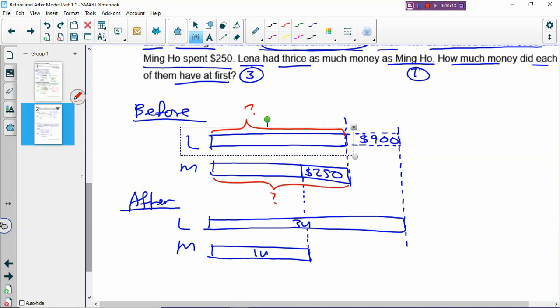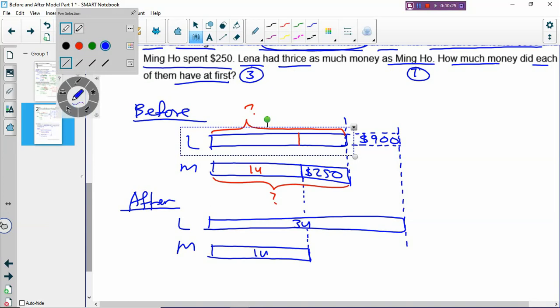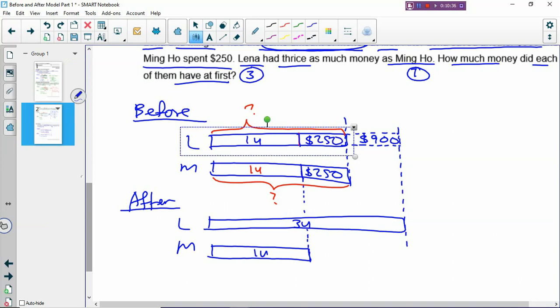Yes, I can. For example, Minho has 1 unit in the end. You just work backwards. That's 1 unit. And then you work backwards again. You can cut here. Alright, let me use a blue color. So you can cut here. This is also 1 unit, right? And then this is your $250, right? So on top, below, the same. And then your 3 units, if you look carefully, your 3 units is Lina's rectangle in the end. So from here to here, this is your 3 units. Lina has 3 units in the end.